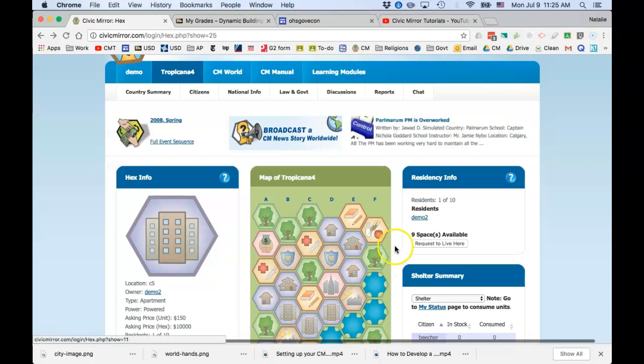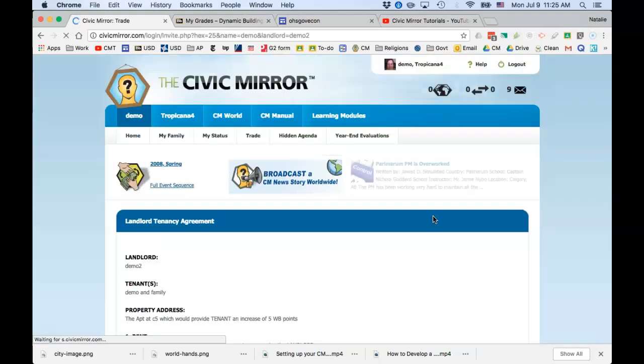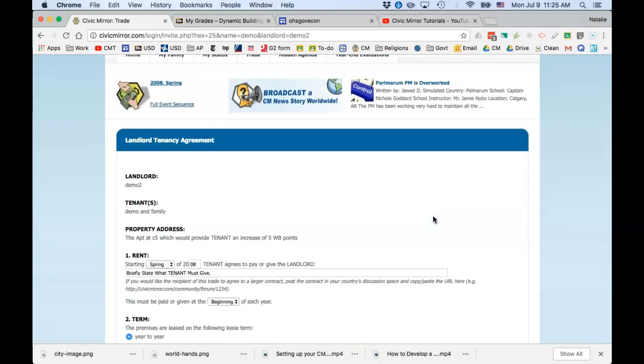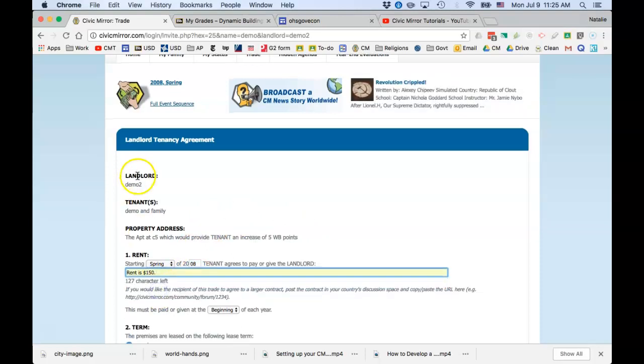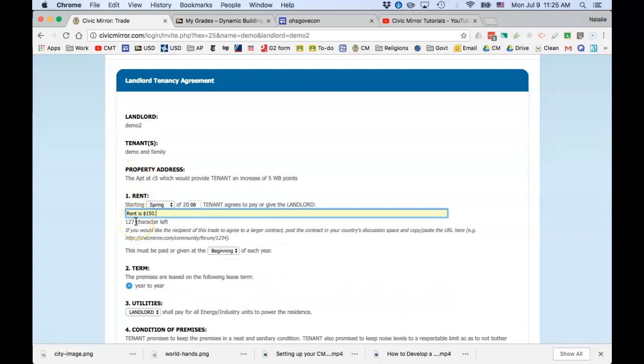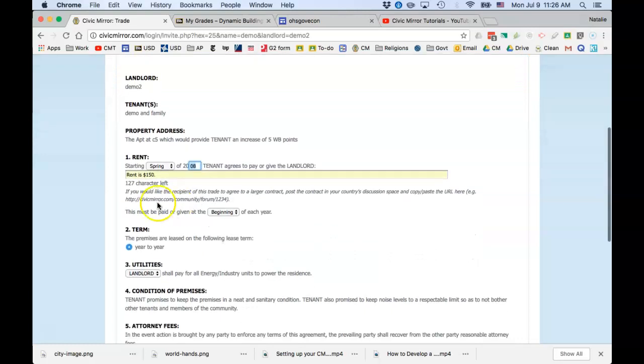Okay, but we've clicked on this one because it's powered, and then we're going to click on this button that says Request to Live Here. Now, here, what is it that you need to give? Well, you need to give rent, $150. This is where you're going to put the contract between the two of you. And chances are your landlord's not going to accept this contract unless it says spring, that's when you need to pay. It's in spring of 2000, well, whatever year this is. And here it's 2008, but you're probably in year 2000.